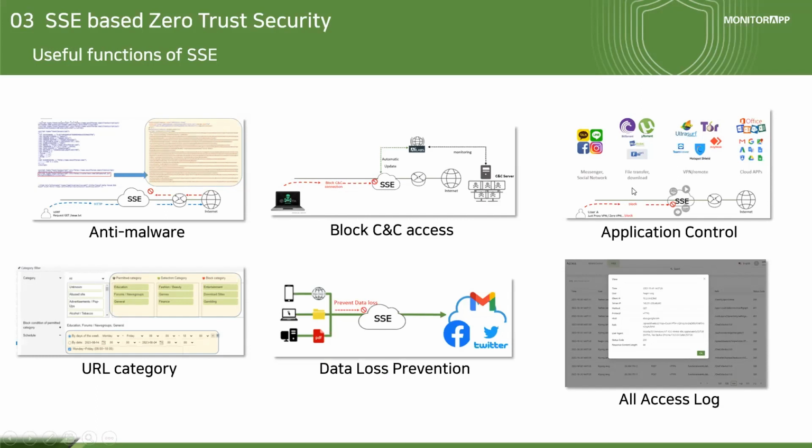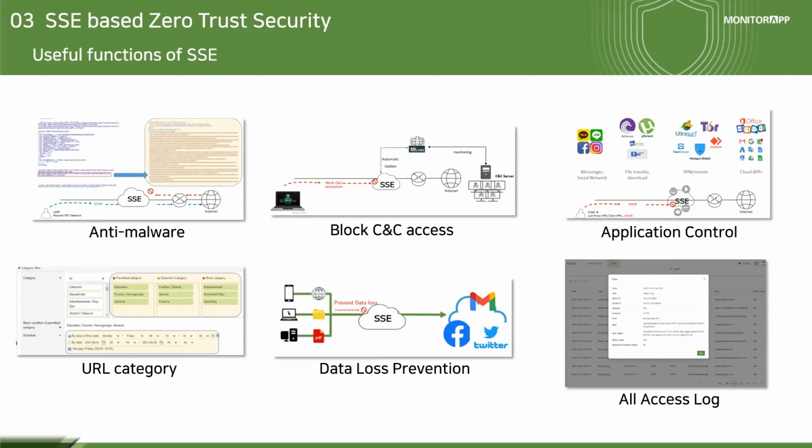And the third one is application control. Since the SSE platform can understand all kinds of traffic, it can provide the application control function. For example, if you'd like to block messengers or social networks, it's possible. So basically, it can understand all kinds of applications, and you can set up a detailed security policy based on the application.